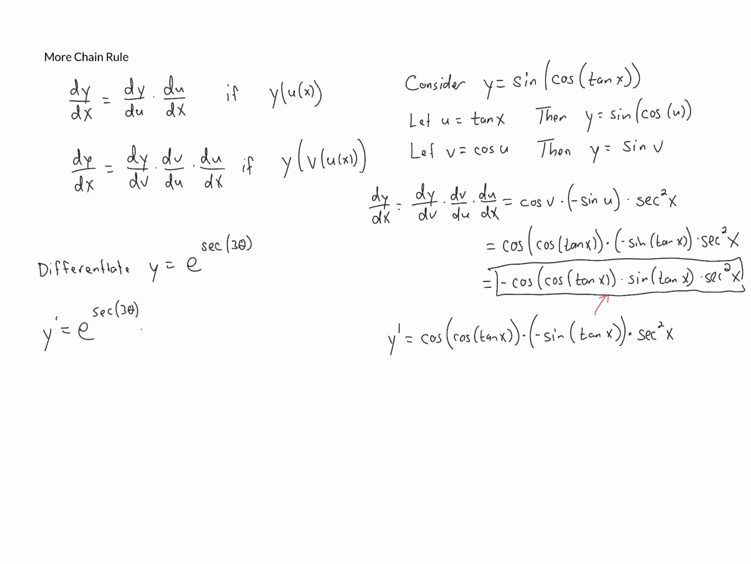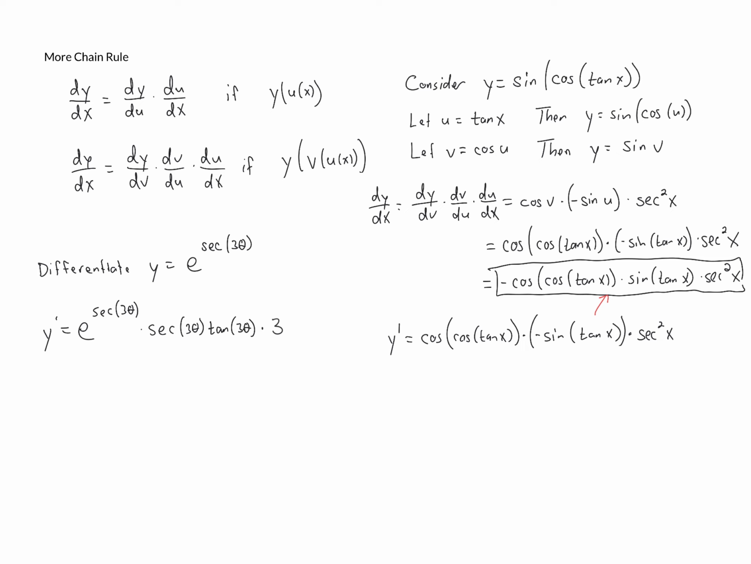times the derivative of the middle function. The derivative of secant of u is secant u tangent u, so we've got secant 3 theta tangent 3 theta, times the derivative of the innermost function. We've got u equals 3 theta. The derivative of that with respect to theta is 3. And so we end up with that.